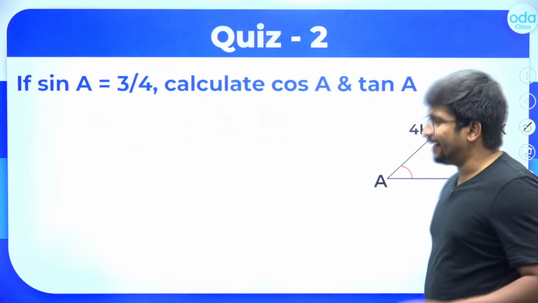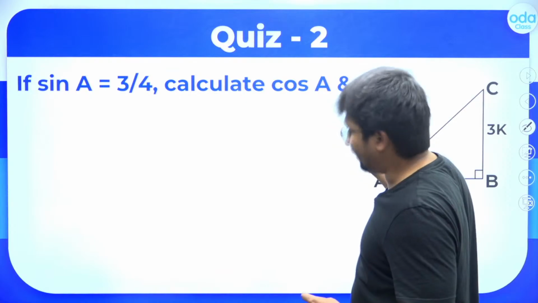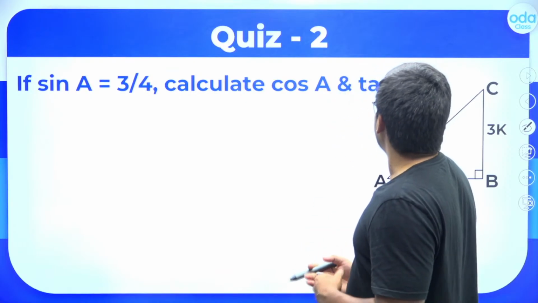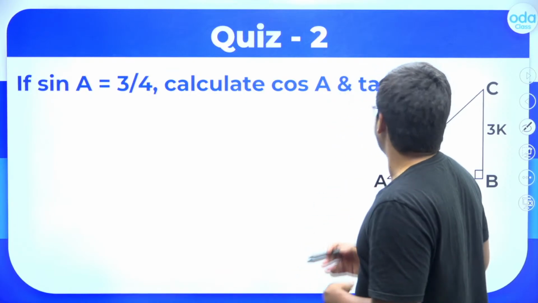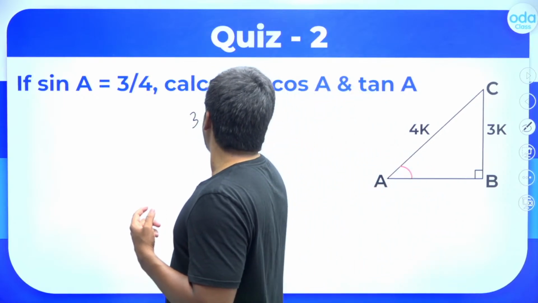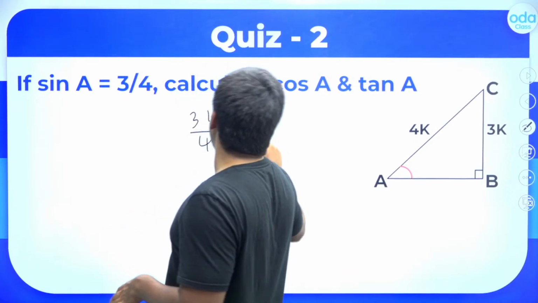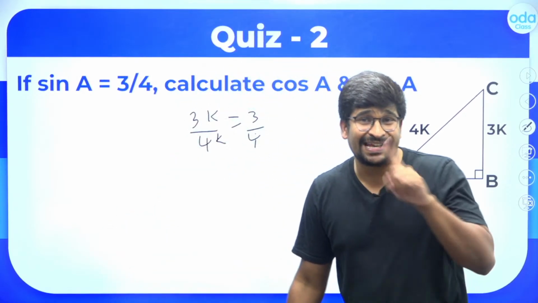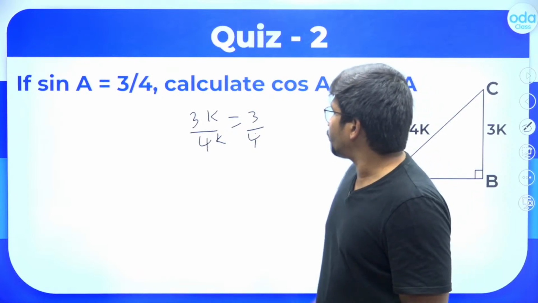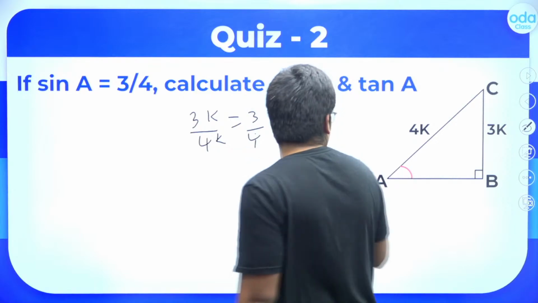Okay. So sin A is 3 by 4, right? It is given to you that sin A is equal to 3 by 4. Then calculate cos A and tan A. Remember, 3k divided by 4k is the same as 3 by 4, right? 3 into the same number divided by 4 into the same number is 3 by 4. Correct?